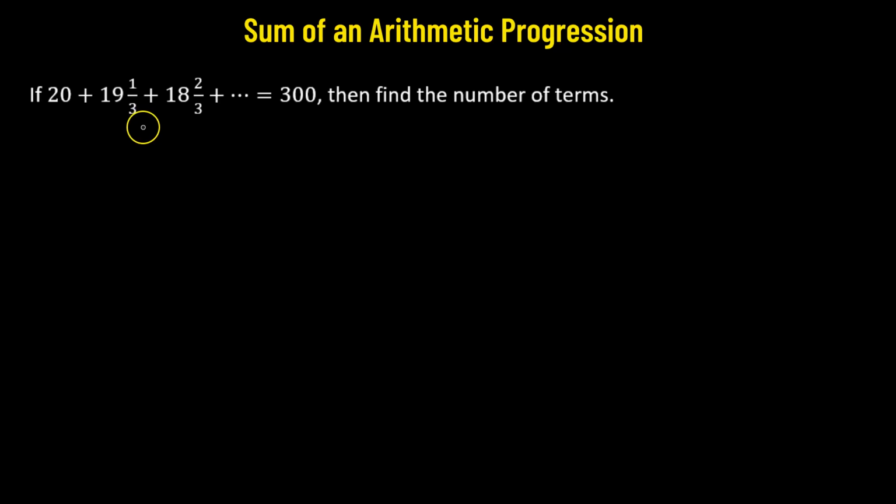So here we have an arithmetic series. Our first term is 20, the second term is 19 1/3, plus 18 2/3, which is the third term. So the sum is giving us a value of 300. We need to obtain the total number of terms. So let's begin. Here we are going to first rewrite the given series.